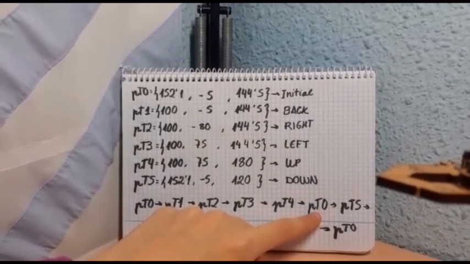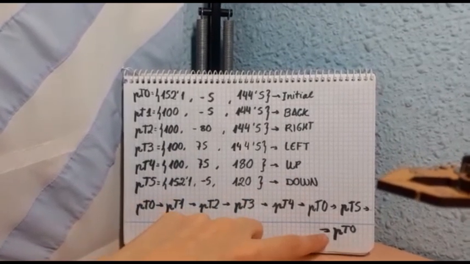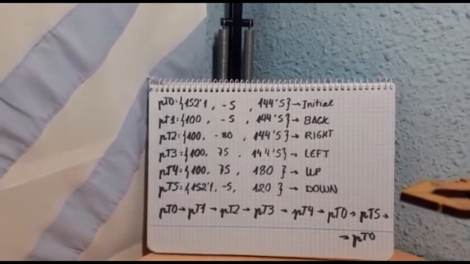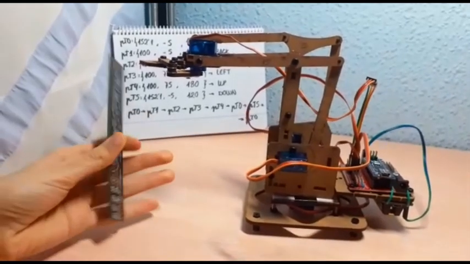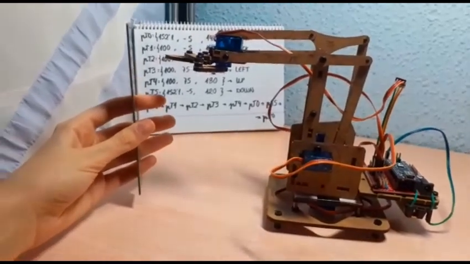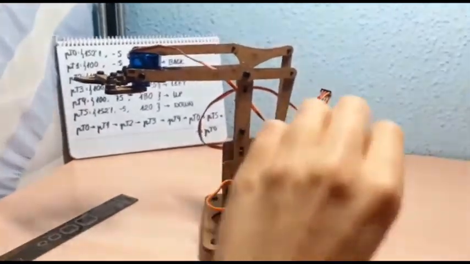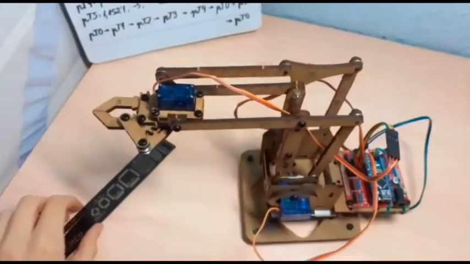Then from the initial position to point 5, which is downwards, and finally to the initial position again, which should be upwards. So here we will now see the movements, and I'm going to be using this ruler to double check that the movements are linear. So let's start. And the first movement is backwards.